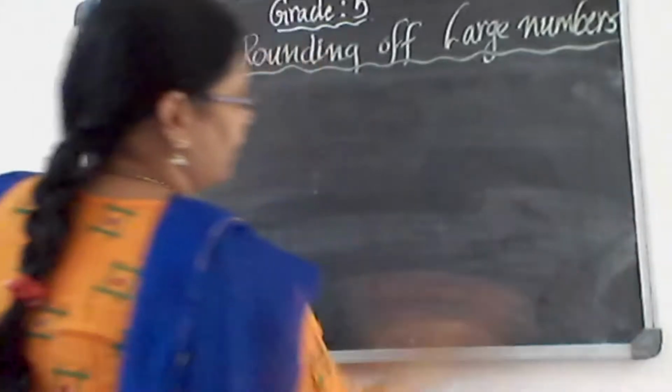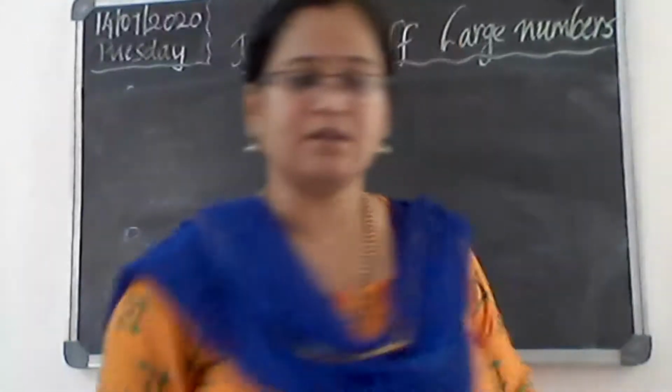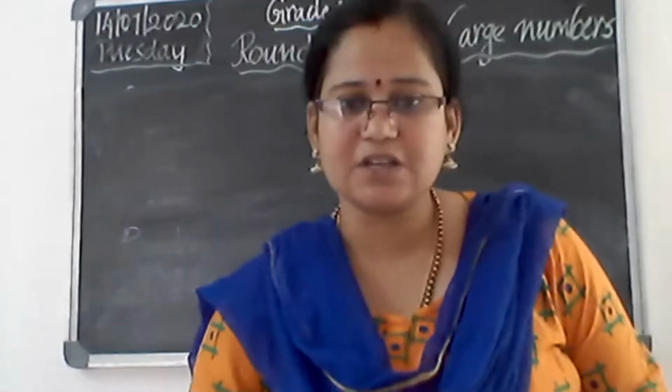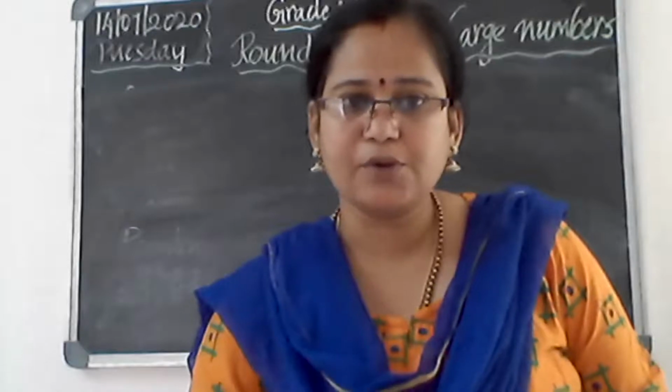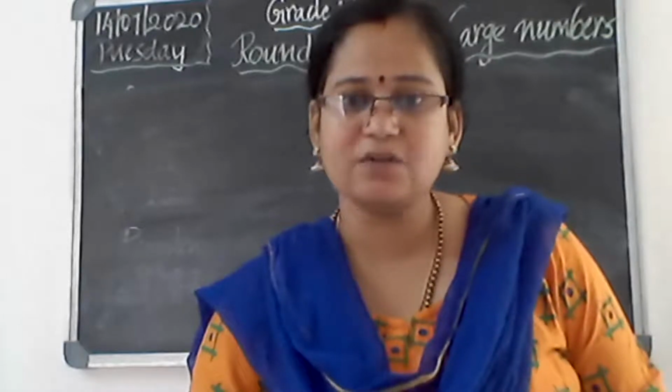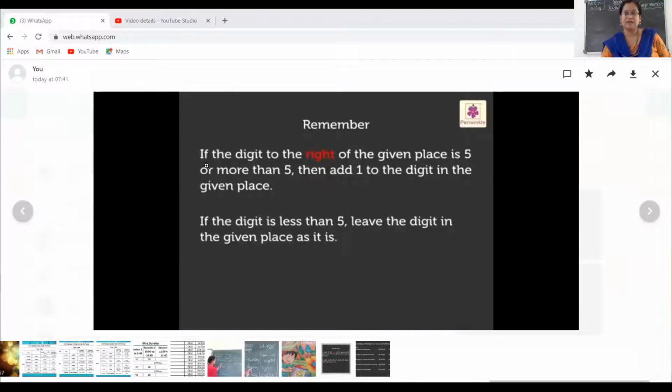Before showing the check pointer, I want to show you something. See children, I'll be screen sharing with you. You have to note down this point. What I explained now, the same thing is written. I'll be reading it for you. If the digit to the right of the given place is 5 or more than 5, then add 1 to the digit in the given place. You can take a screenshot for your reference, or you can note it down in your book. If the digit is less than 5, leave the digit in the given place as it is.